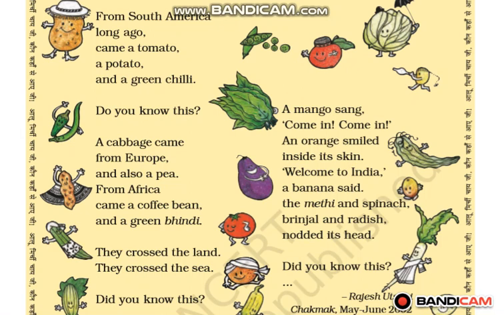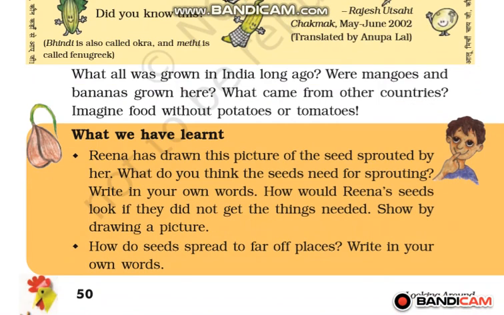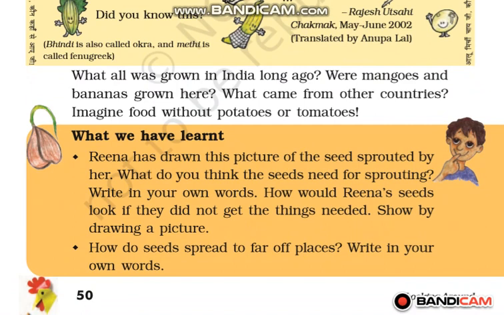So this was the poem. Let's finish the chapter now. What all was grown in India long ago? You have to answer these questions after reading the poem. Were mangoes and bananas grown here? Yes. What came from other countries? Green chili, bhindi, potato, tomato. So imagine food without potatoes or tomatoes. Oh no, it is impossible nowadays, isn't it?